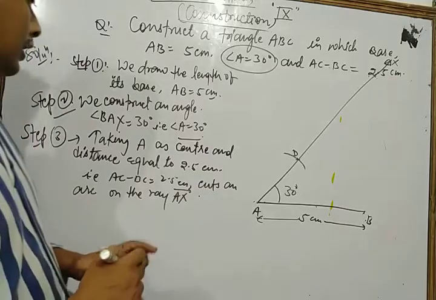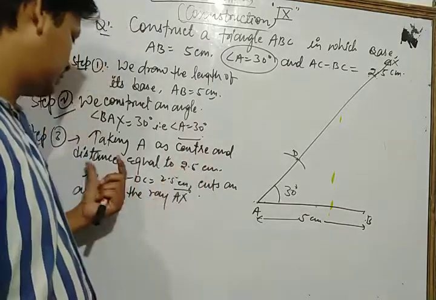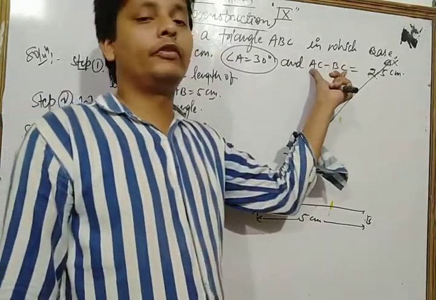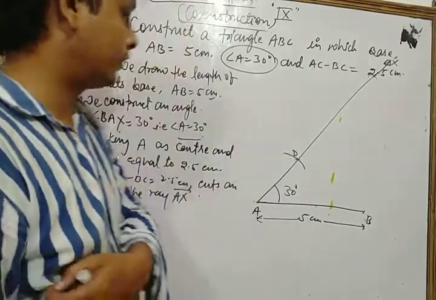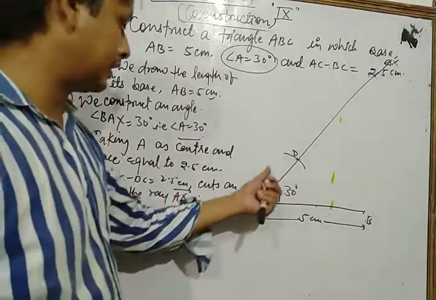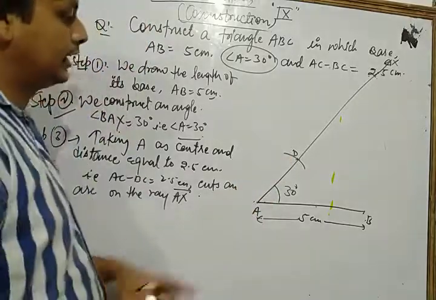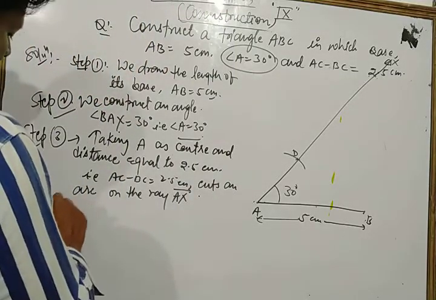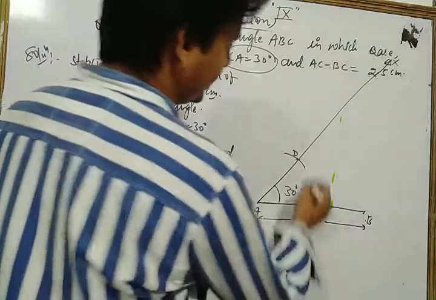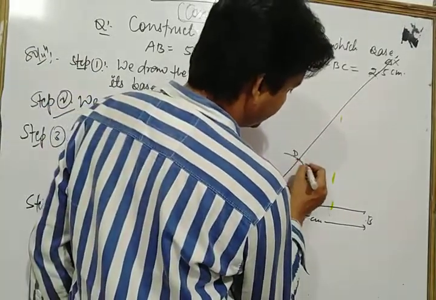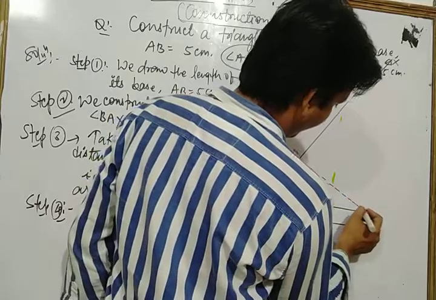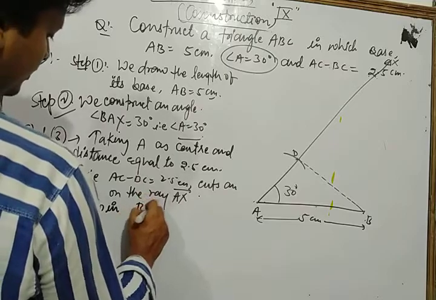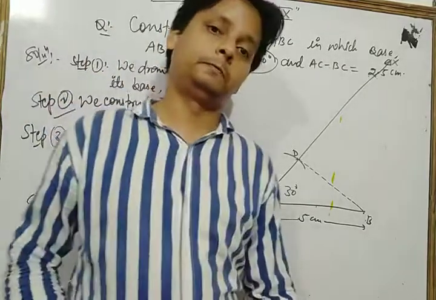Taking A as center and distance equal to 2.5 centimeter, that is the distance between the difference of the other two sides, which is 2.5 centimeter. So we cut an arc AD on the ray AX. Now in the next step, step 4, join BD. In that step, we join the line segment BD.